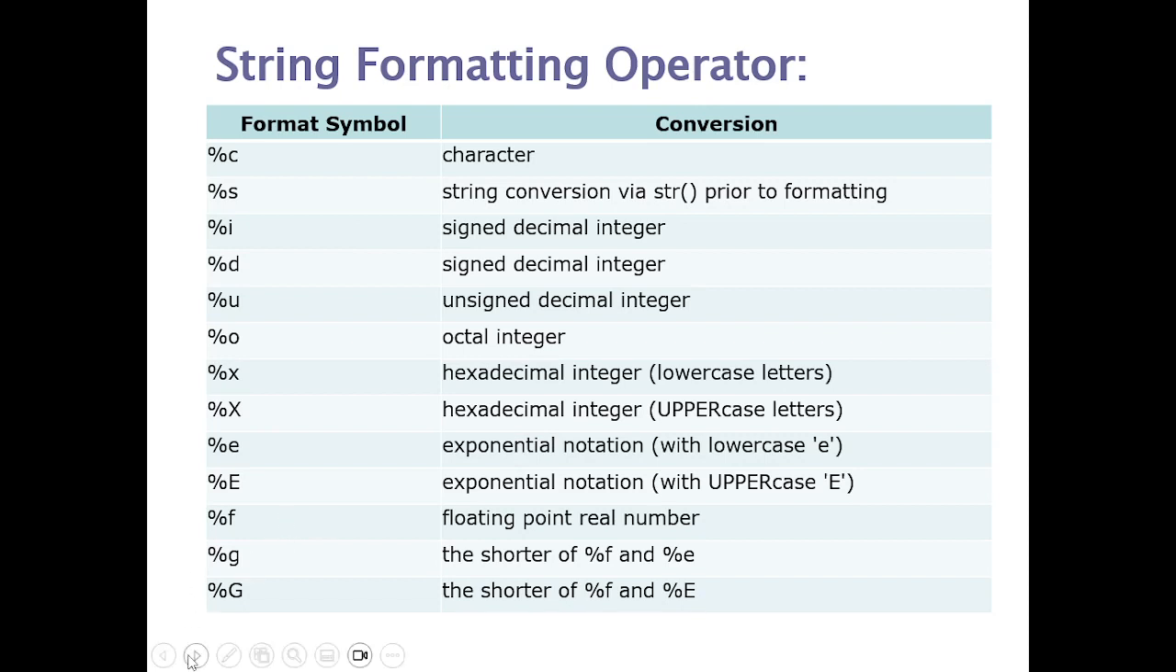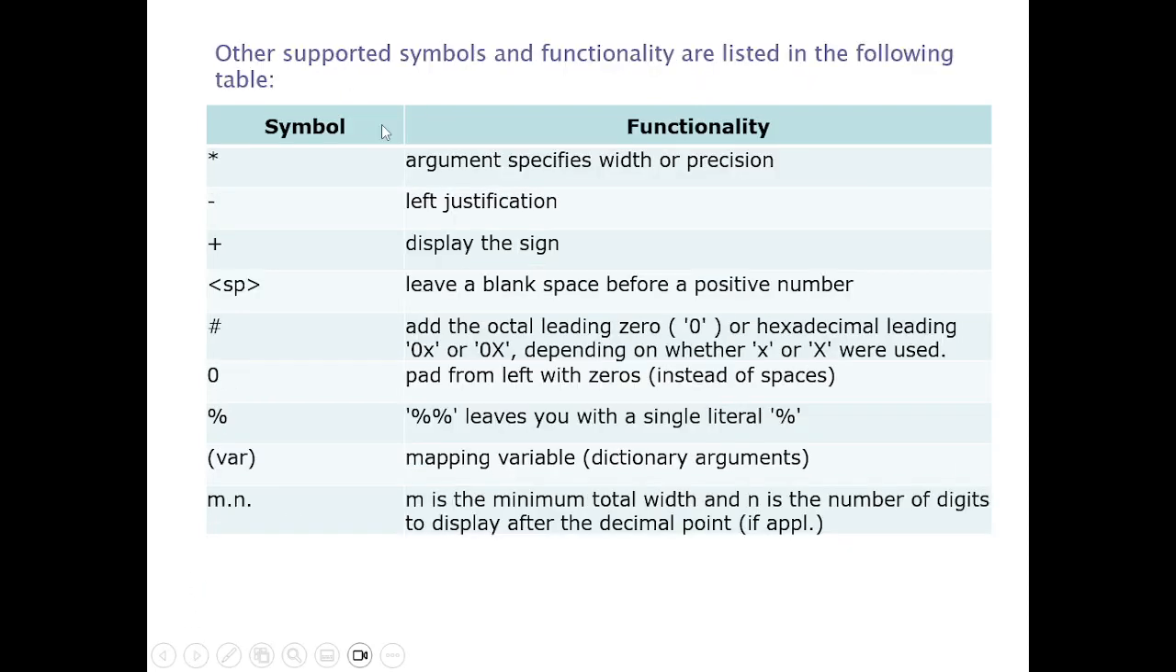So we continue with our next slide. So other supported symbols and functionality are listed in the following table. So again, we have the symbols and functionality. We have this one, argument specifies width or precision, minus is left justification, plus displays the sign, and space leaves a blank space before a positive number, this hash adds octal leading 0 or hexadecimal leading 0x or 0X depending on whether x or X. We use 0 is pad from left with zeros instead of spaces.